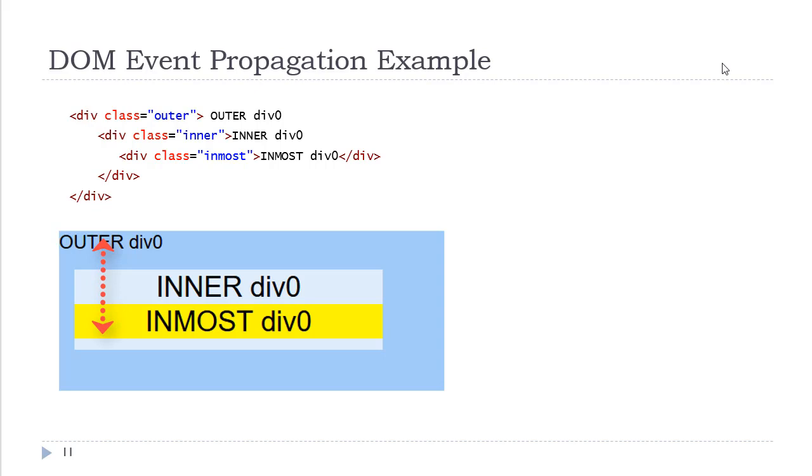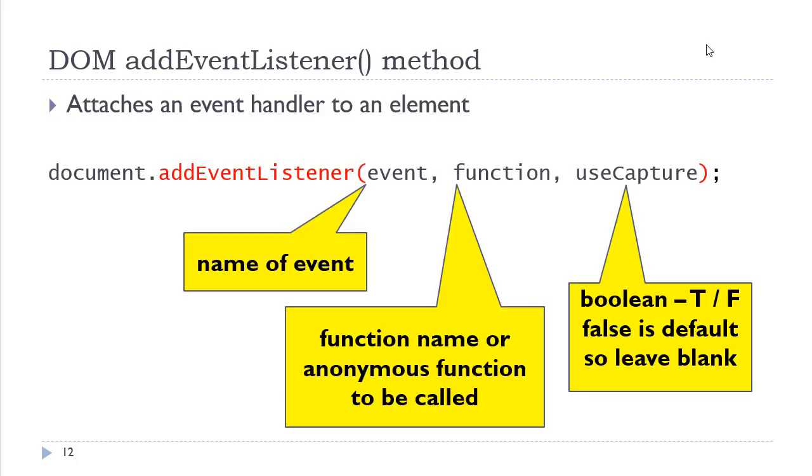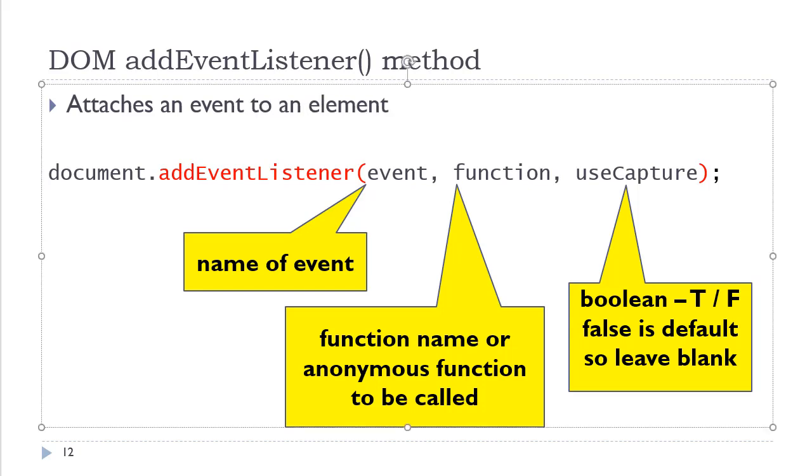So it does the opposite. It all depends on where the first event originated. We also have what is called an addEventListener method. This will attach the event to an element. So here I have document.addEventListener.